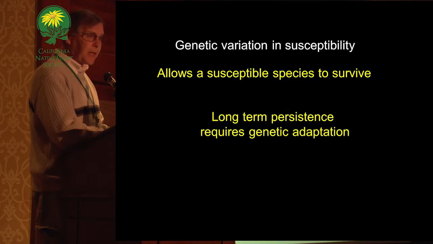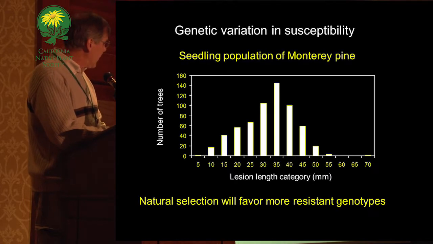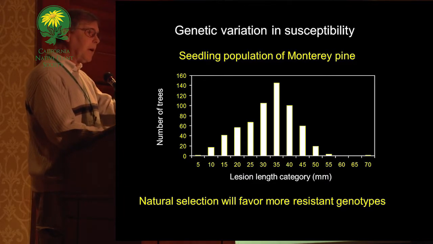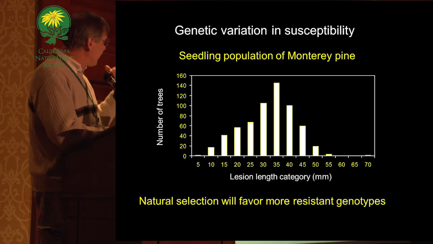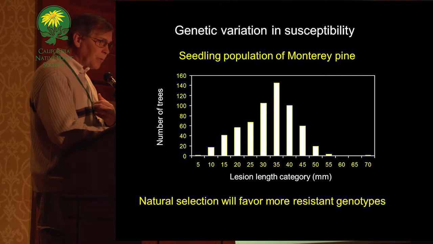And this is the case, at least for pitch canker, happily. This is the distribution of susceptibility we see in a naive population. So we collected seed from native trees, grew them up, and inoculated them when they were quite young. And this shows the number of trees in each category. So this is intermediate lesion length. These are shorter lesions, hence more resistant trees, longer lesions, more susceptible trees.